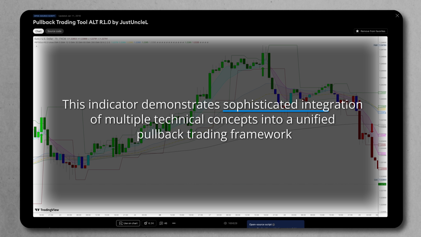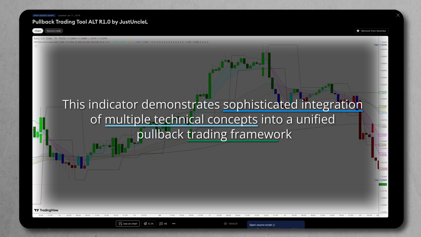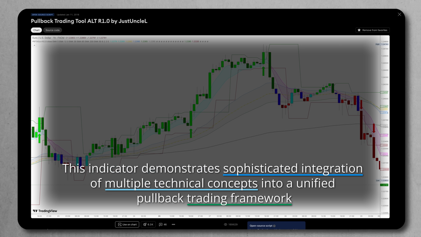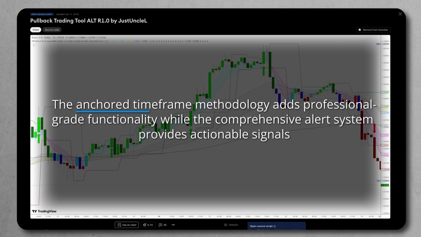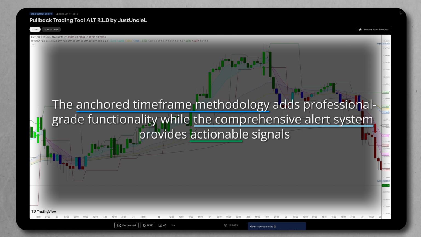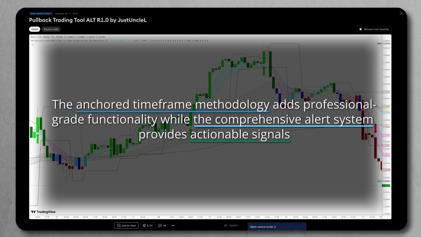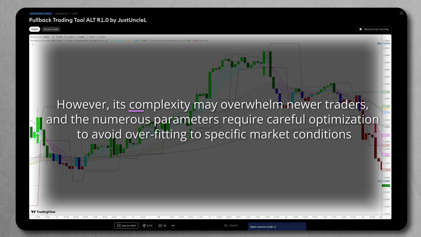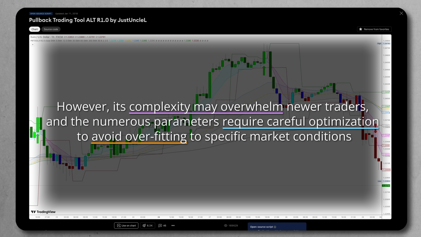This indicator demonstrates sophisticated integration of multiple technical concepts into a unified pullback trading framework. The anchored timeframe methodology adds professional-grade functionality, while the comprehensive alert system provides actionable signals. However, its complexity may overwhelm newer traders, and the numerous parameters require careful optimization to avoid overfitting to specific market conditions.